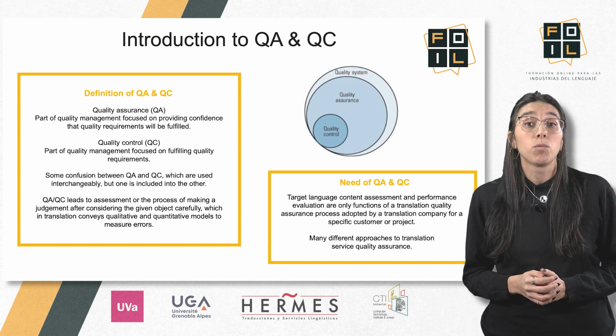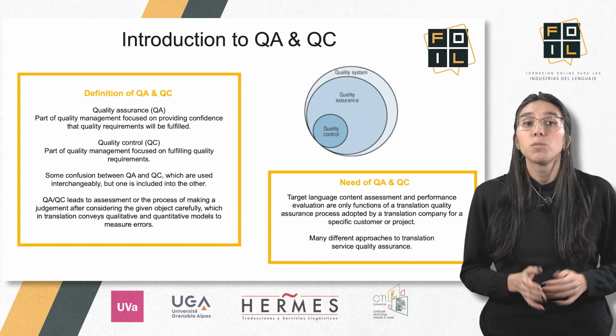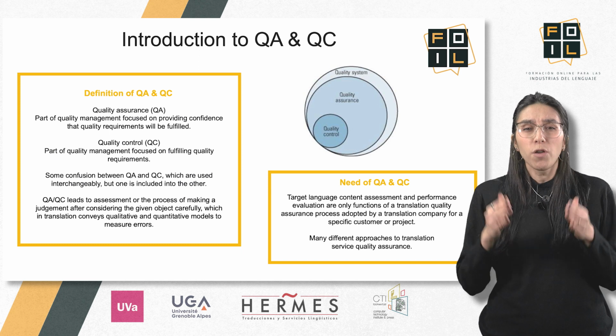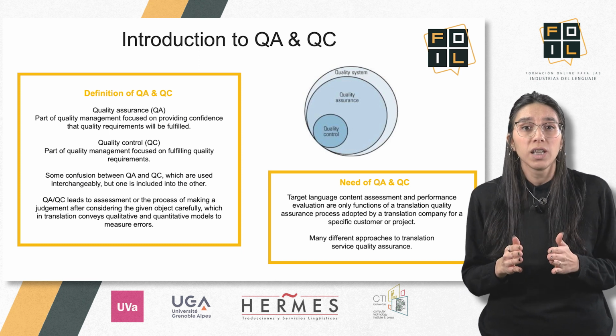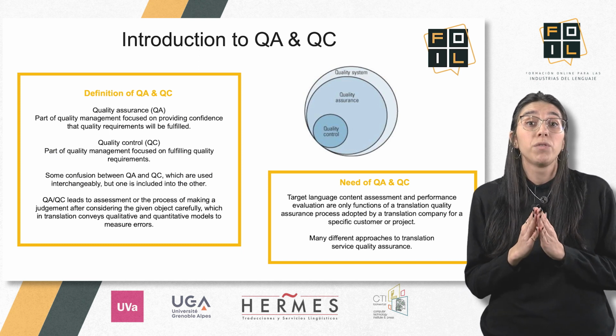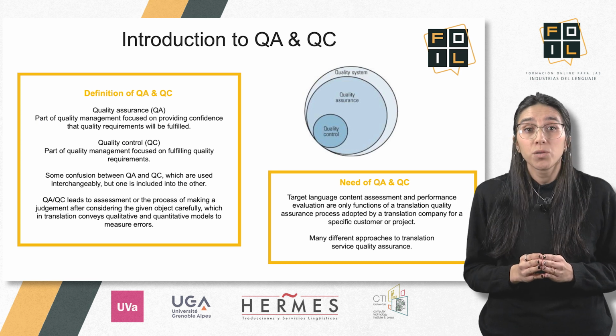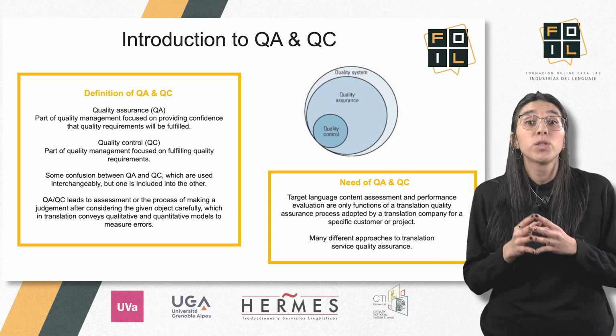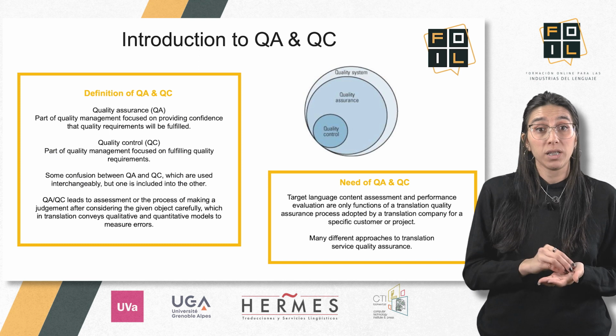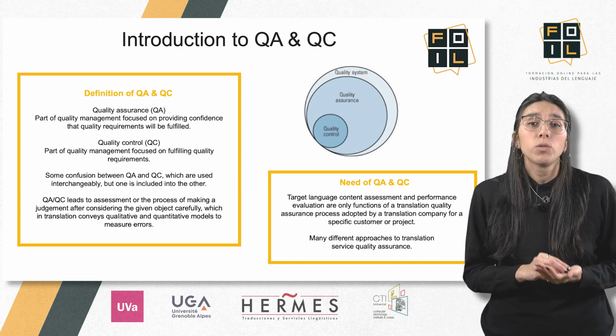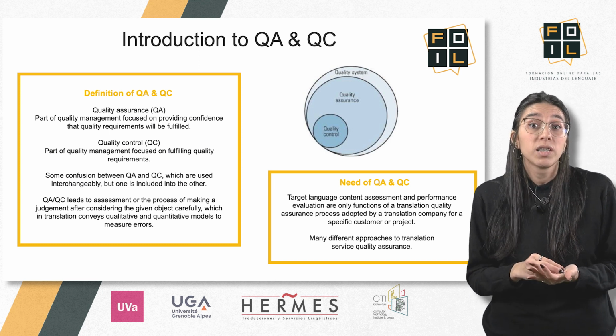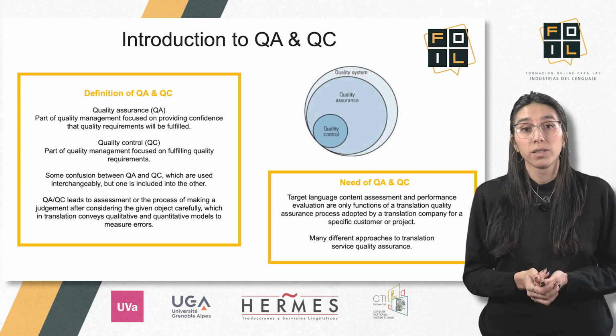ISO 9001 defines quality assurance as part of quality management focused on providing confidence that quality requirements will be fulfilled. Quality assurance comprises administrative and procedural activities implemented in a quality system so that requirements and goals for a product, service, or activity will be fulfilled.